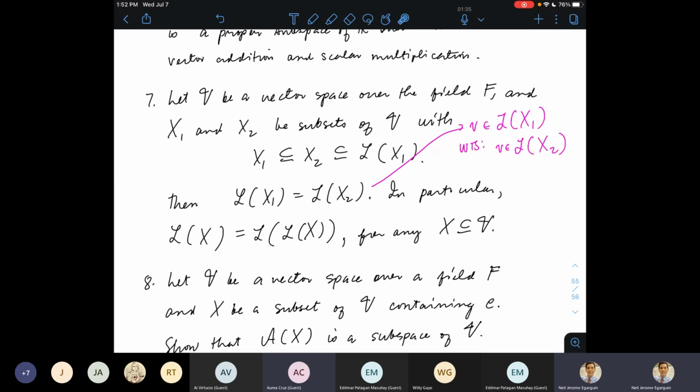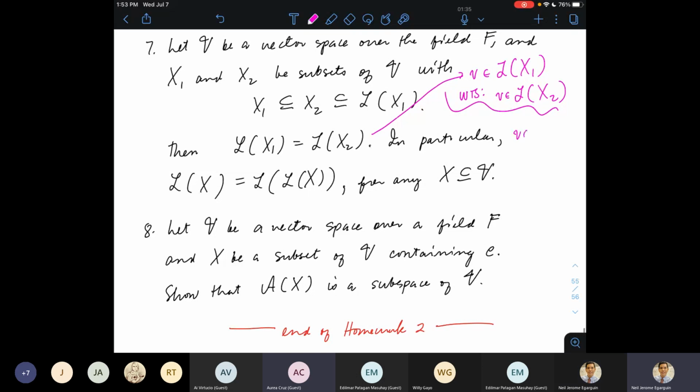Sir, the reverse would be you take an element in L of x2 and then show it's in L of x1. Right. So show that this is in L of x1. And I guess this is a little bit trickier. It's harder, sir, because it's reversed. Right. So since it is in L of x2, I think you will use some of the theorems from above. So V is in L of x2, right? But L of x2, what can we say about it?